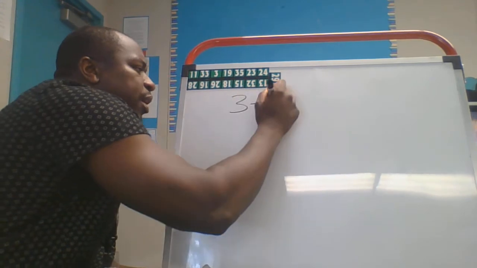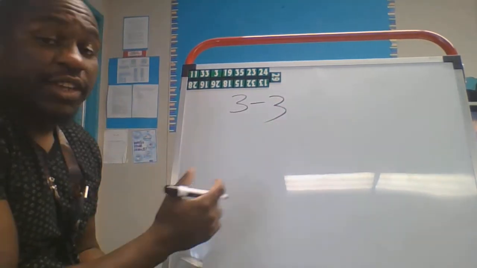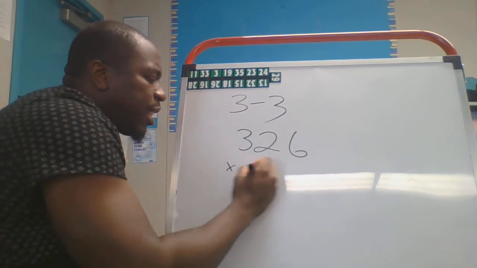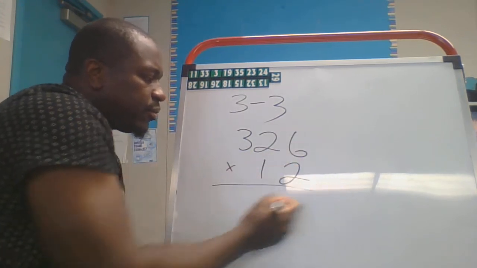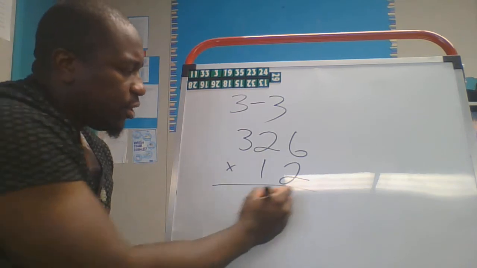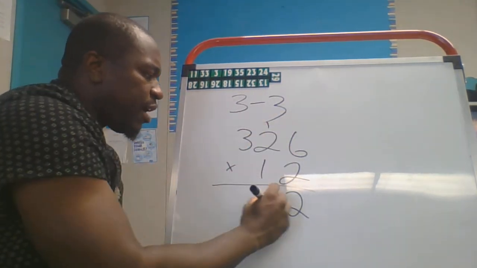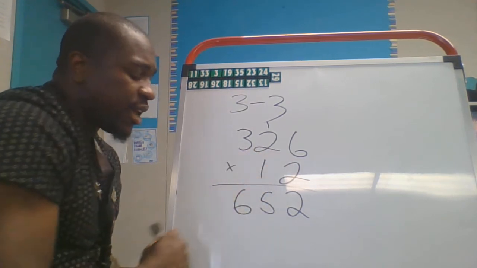3-3 is multiplying. So if we have a 3 digit by 2 digit problem, say I have 326, and I'm going to multiply that by 12. 2 times 6 is 12. Put my 2 here, carry my 1. 2 times 2 is 4, plus 1 is 5. 2 times 3 is 6.